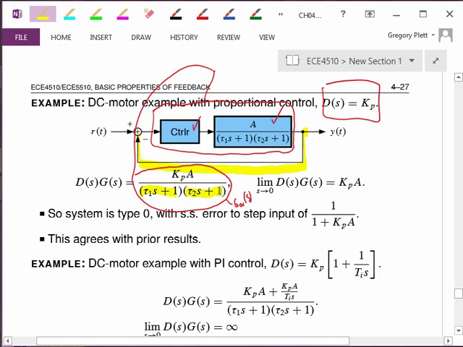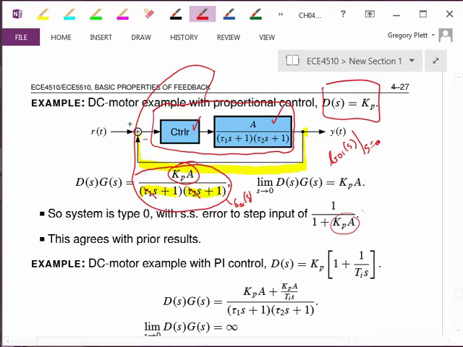The steady state error, we figure out, well, what is the position error constant? So that's equal to G open loop of S at S equals 0. So plug in S equals 0, that term goes away, that term goes away. I have KPA, and we say that for this case, the steady state error is 1 over 1 plus the limit as S goes to 0 of the G open loop, which is that. And we get a steady state error that agrees with the prior results of this example.